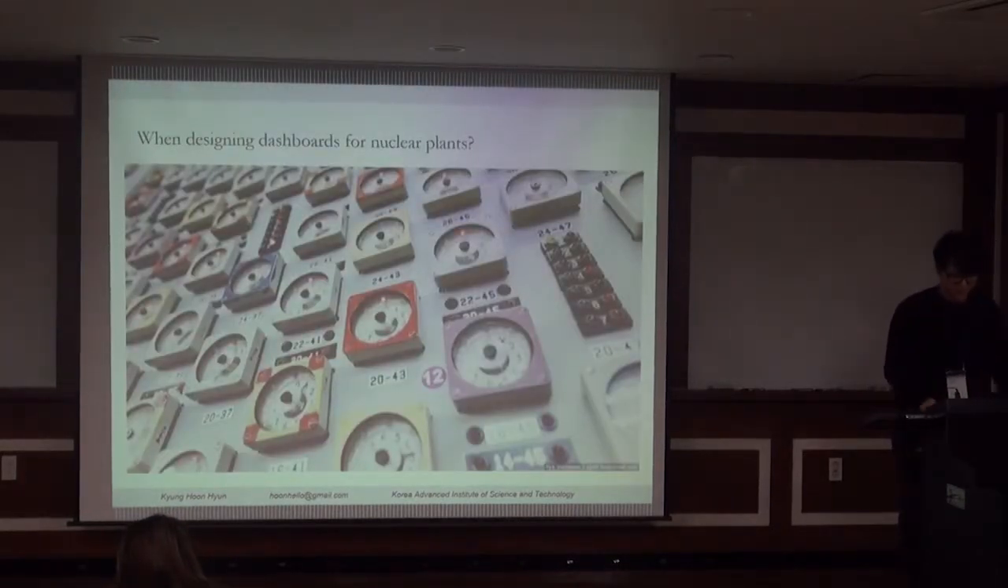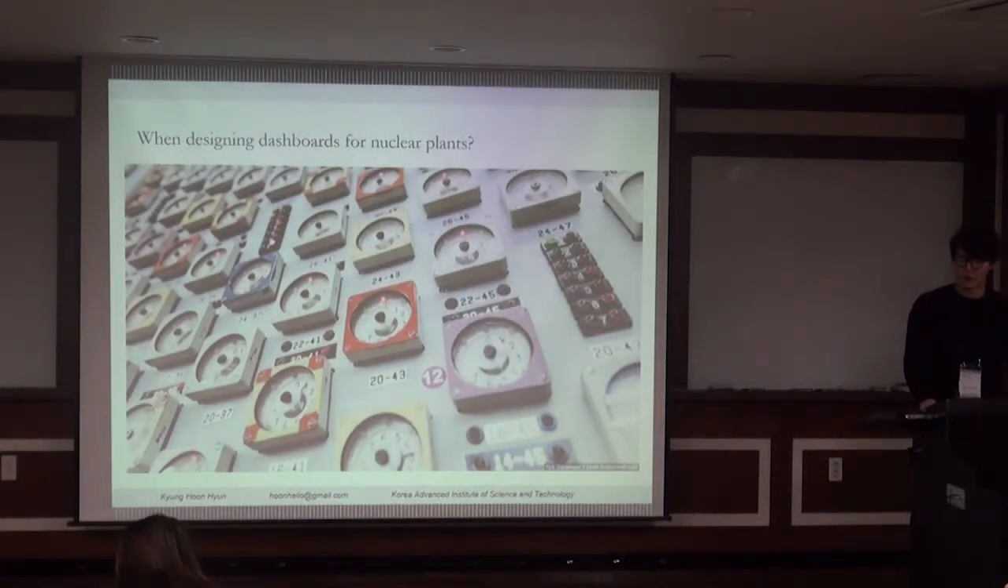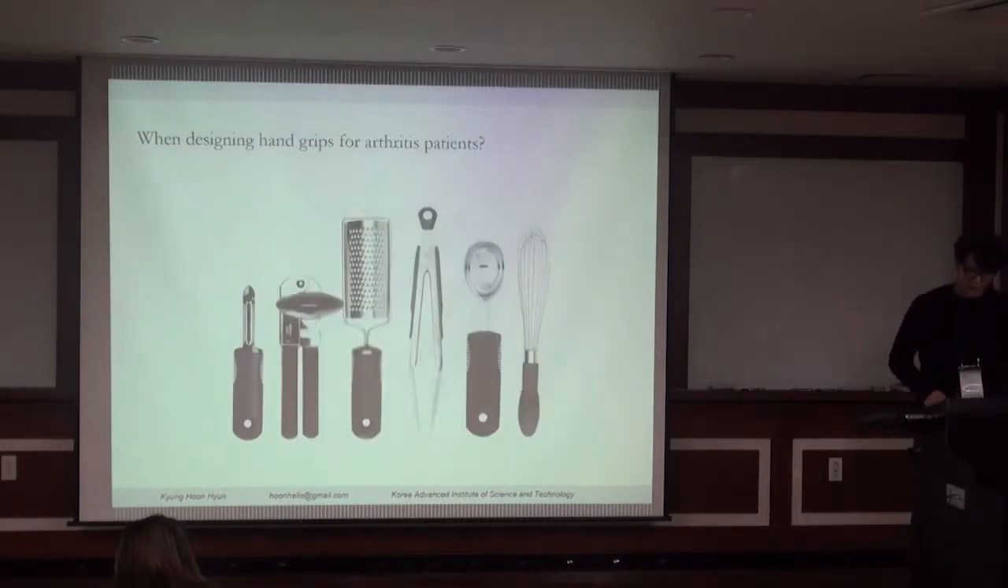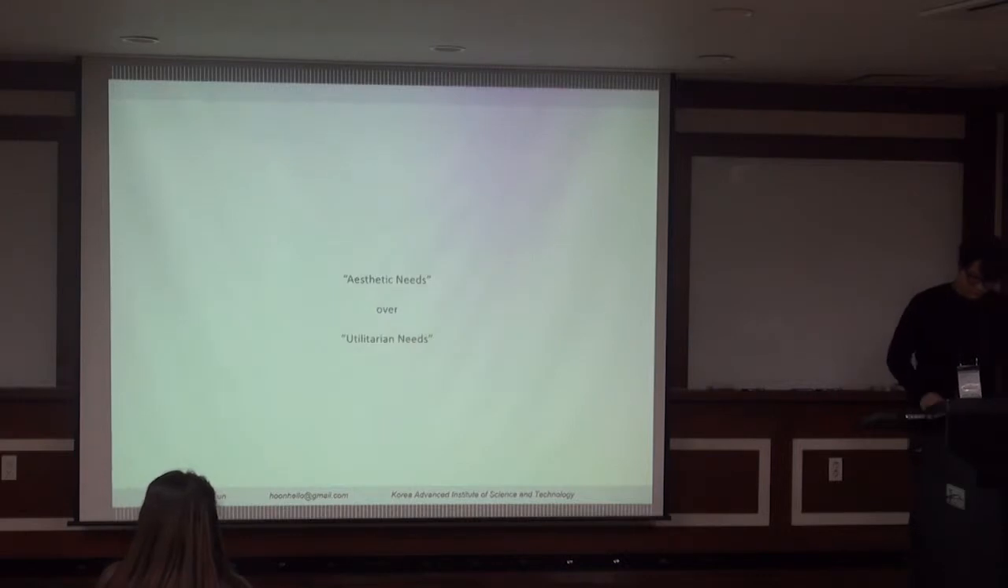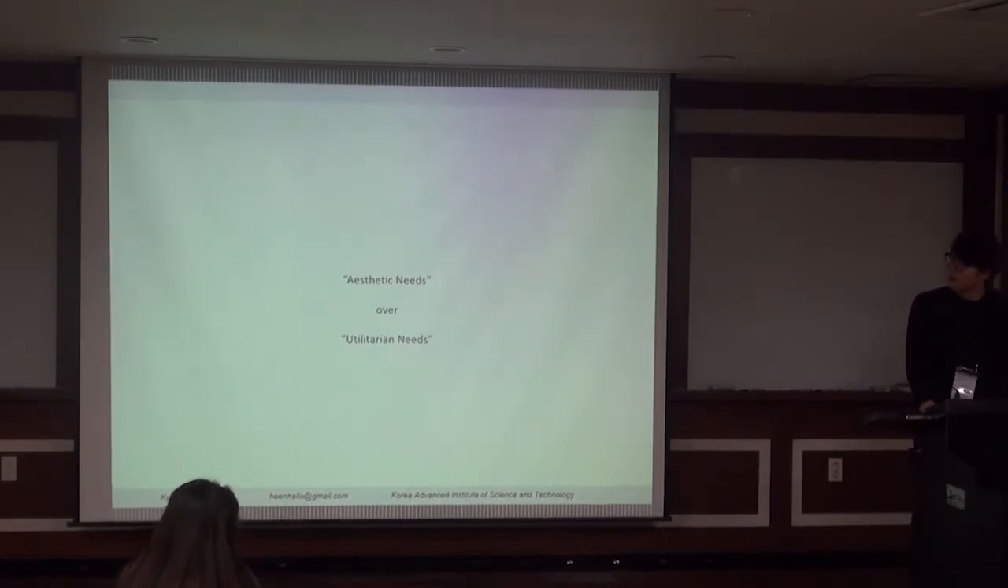For example, when designing dashboards for nuclear plants, the central role of the design is to maximize readability by minimizing the error rates. And when designing hand grips for arthritis patients, the central role of the design is to maximize the grip's human factor or ergonomic qualities. However, these examples are based on utilitarian needs of designs, but there are some cases where aesthetic needs are more important.